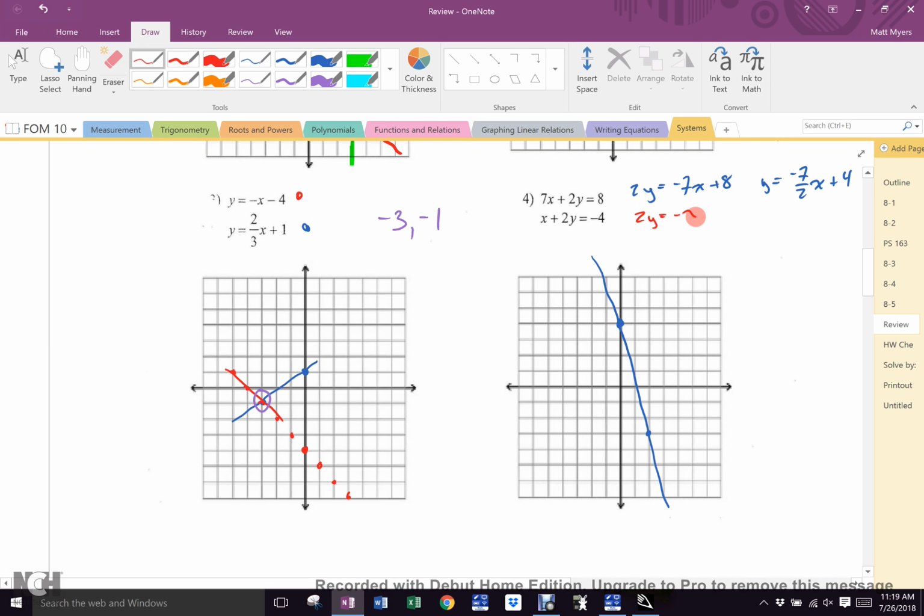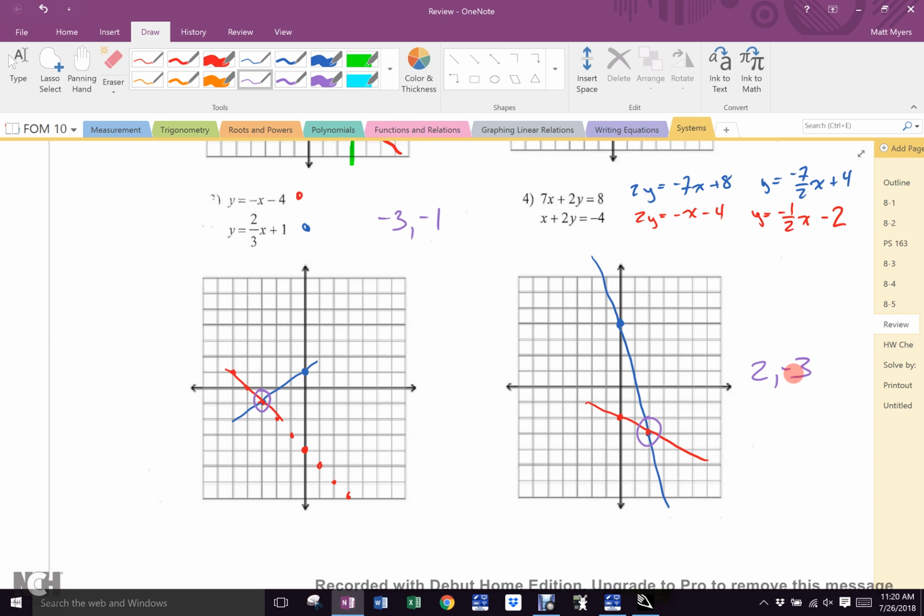2y equals -x minus 4. So y equals -1/2 x minus 2. Minus 2. -1/2. Down 1, right 2. There's the cross. And it is 2, -3. Any questions?